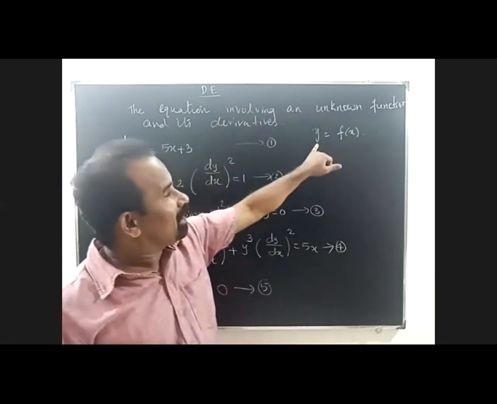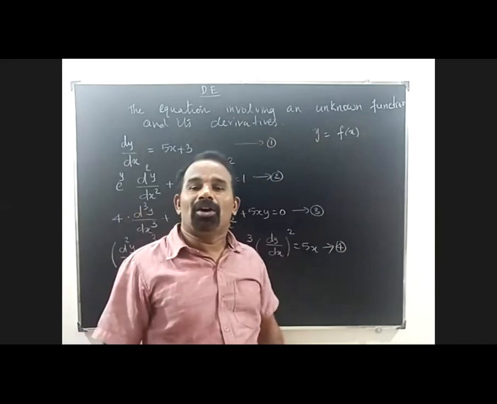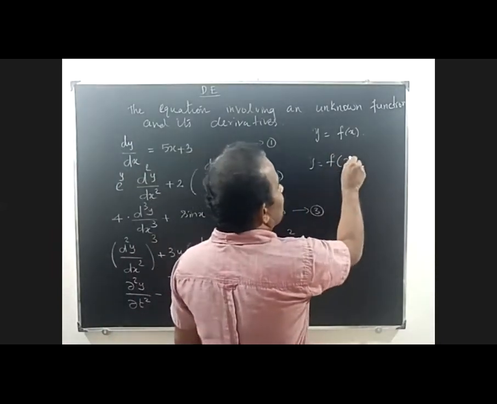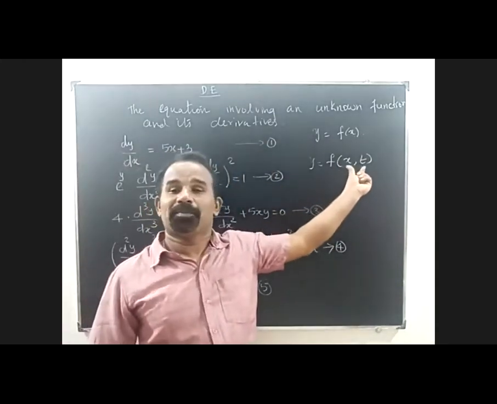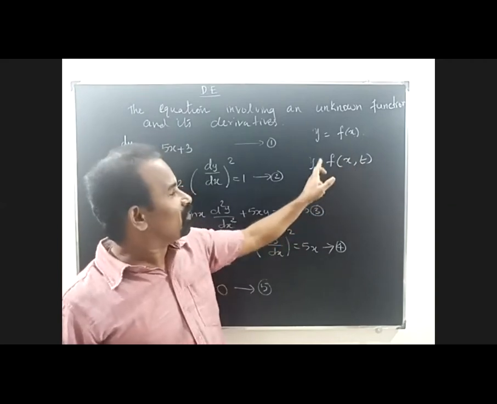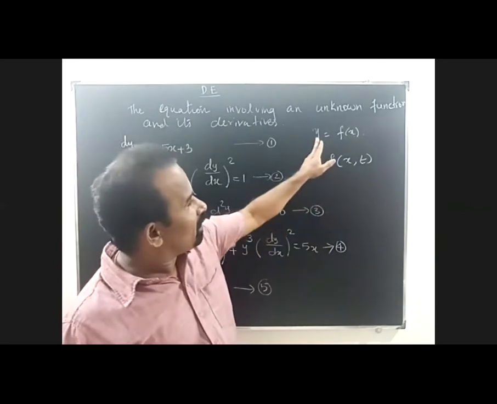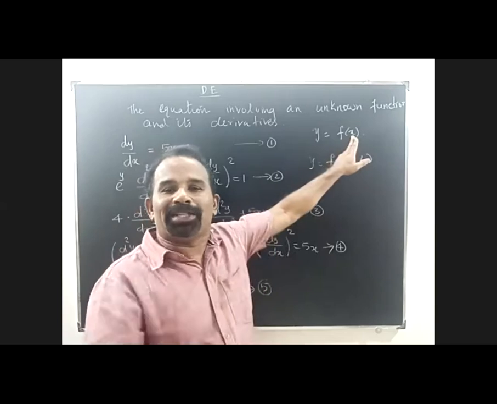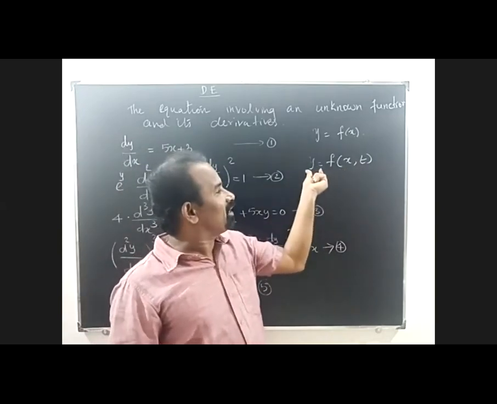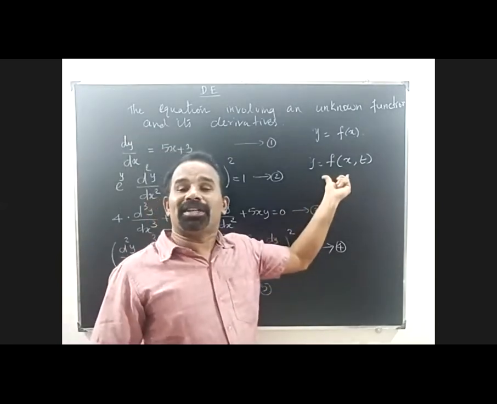Suppose this unknown function depends only on one independent variable, then the differential equation is called ordinary differential equation. Suppose the same function y is a function of x and t, a function of two variables. Here, x and t are two independent variables. So that differential equation is called partial differential equation. When we differentiate y with respect to x, there is no partiality, only one independent variable. Here there are two independent variables, so when we differentiate with respect to either x or t, the partiality arises.